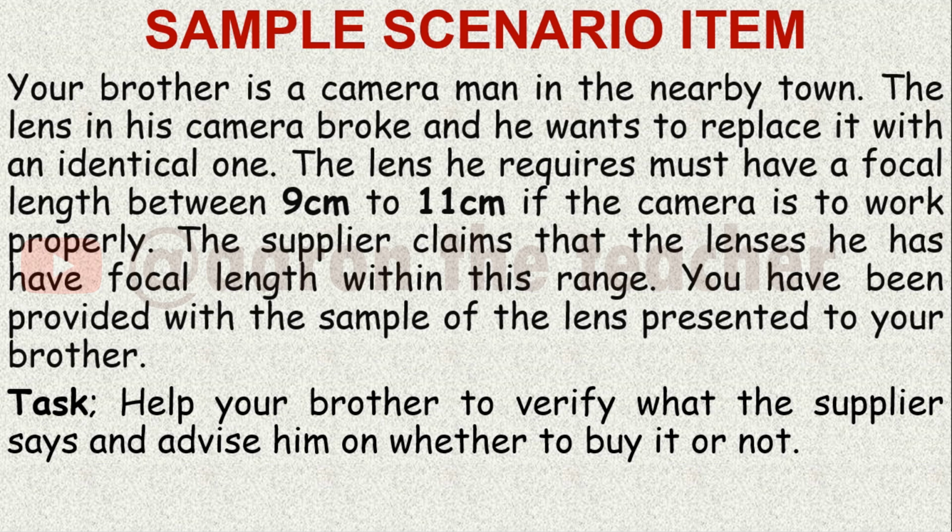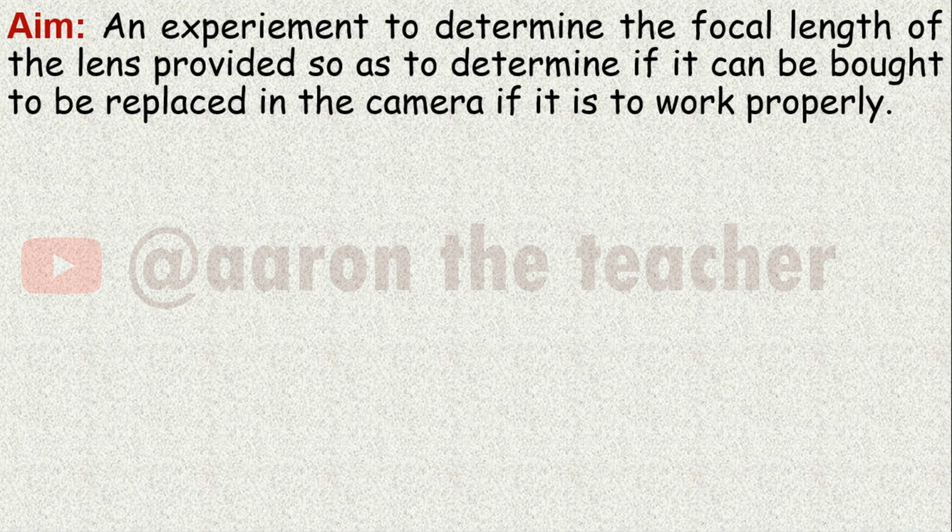And the stages of our practical, as we all know, begin with the aim and go until you reach the conclusion. So our aim in this experiment is to determine the focal length of the lens provided, so as to determine if it can be bought to be replaced in the camera, if the camera is to work very properly. We've connected our problem with the purpose as to why we are carrying out the experiment, and the purpose is the focal length. Then the problem is whether to replace it in the camera or not.